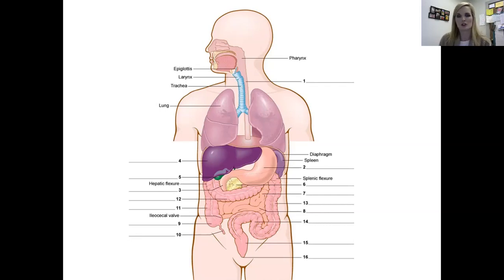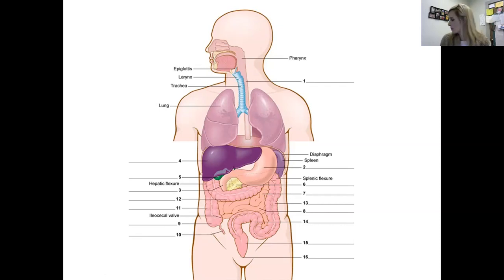Okay. So just going through everything again, just to make sure you guys have everything. Number 1 is the esophagus. Number 2 is the stomach. Number 3 is the duodenum. Number 4 is the liver. Number 5 is the gallbladder. Number 6 is the pancreas. Number 7 is the second part to that small intestine, the jejunum. Number 8 is the third part of that small intestine, the ileum.